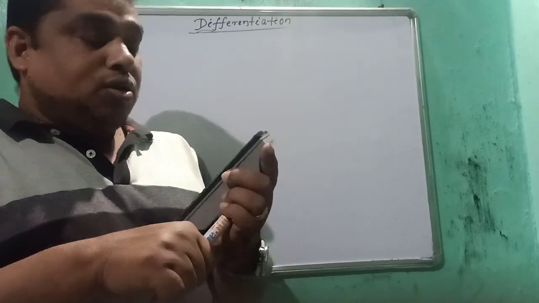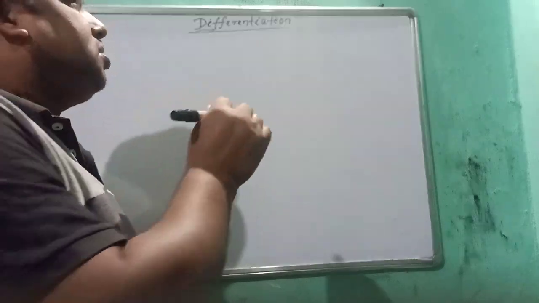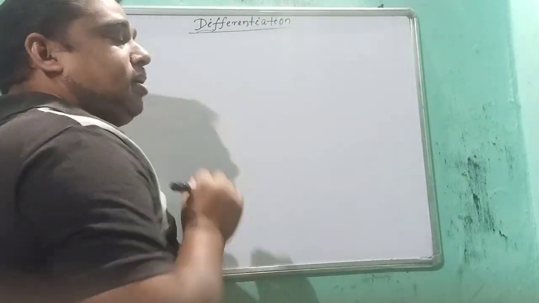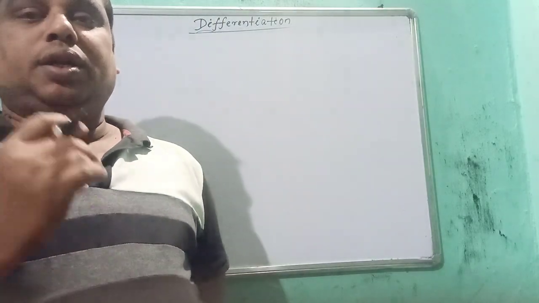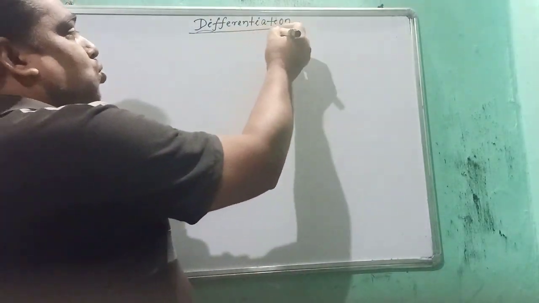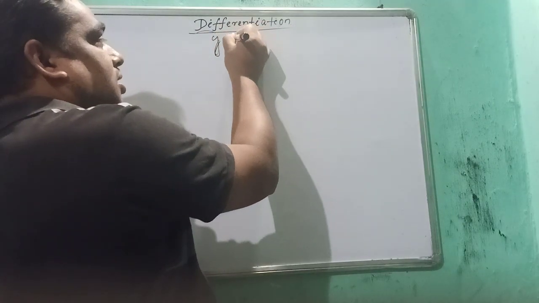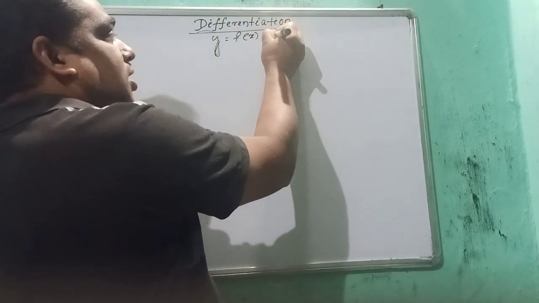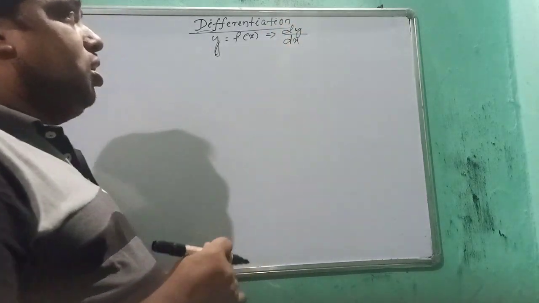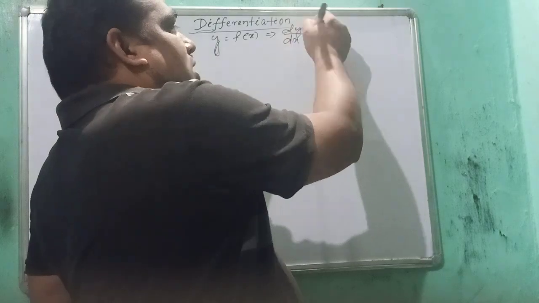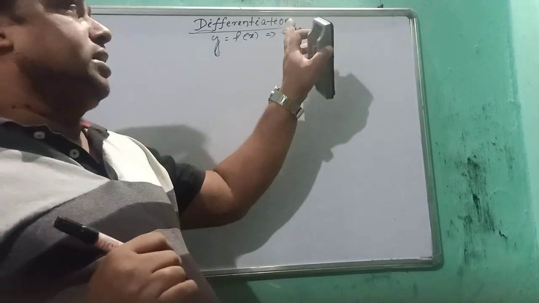Dear student, today we will discuss differentiation. Differentiation means the derivative of a function, which you already read in first year. If y is equal to a function of x, then we can find dy by dx. Here dy by dx is known as the derivative of y with respect to x.